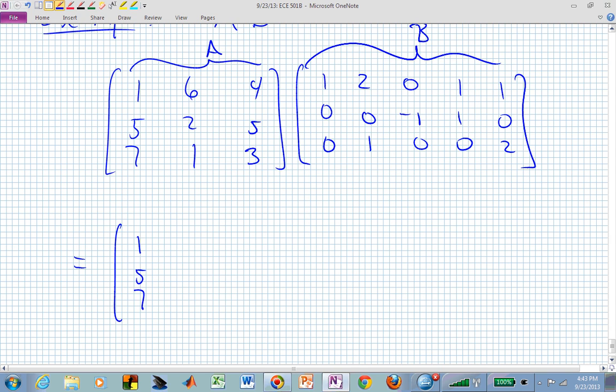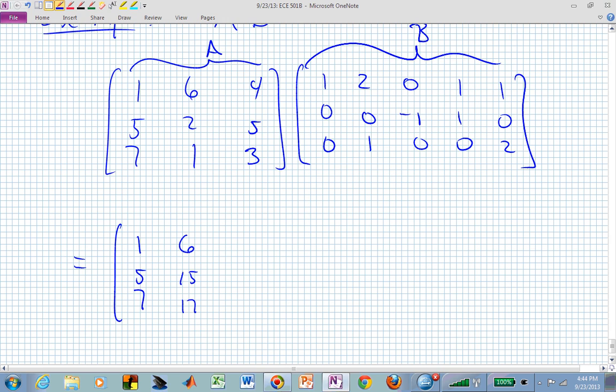The second column in our result will then be 2 times 1 plus 4, or 6. It will be 2 times 5, or 10, plus 5, which is 15. And it will be 2 times 7, which is 14, plus 3, which is 17. Is that clear where that's coming from?